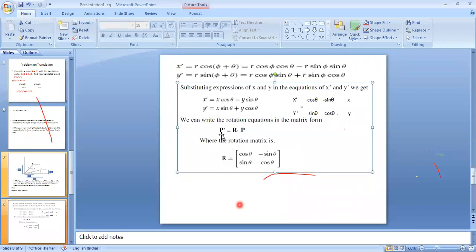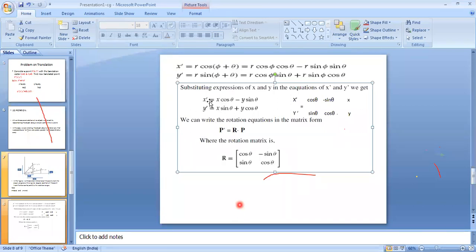That means if I want to get my new x' and y', I need to take my old x and y and multiply that with my rotation matrix. What is my rotation matrix? This is my rotation matrix. So this is about rotation.